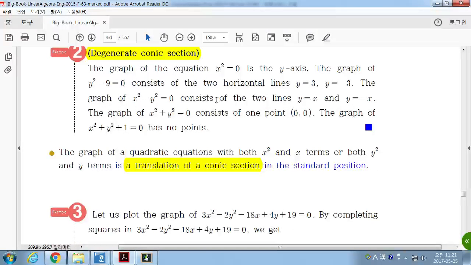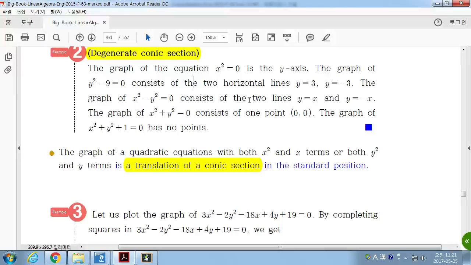Next, the degenerate conic section case. The graph of x squared equals 0 is the y-axis. The graph of x squared minus 9 equals 0 consists of x equals 3 and x equals minus 3, two lines. x squared minus y squared equals 0 is also a special case. So we call it a degenerate case.